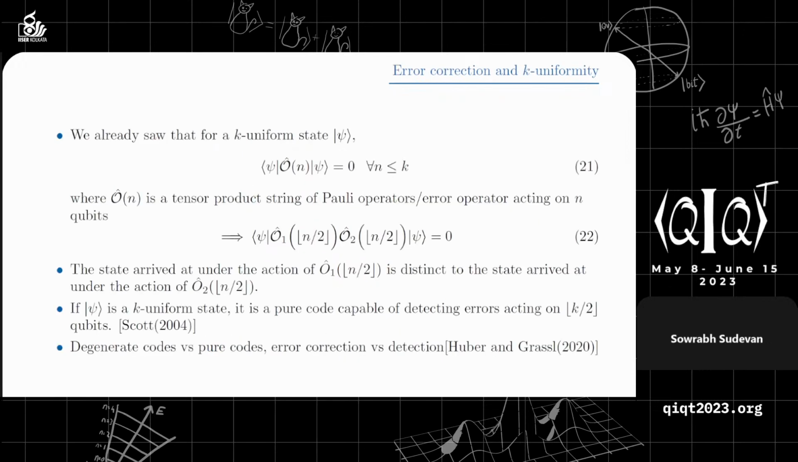So in quantum computing, there is this idea of something called degenerate codes versus non-degenerate codes. Now this is not a distinction that's there in classical computing. In classical computing, there are only non-degenerate codes. Non-degenerate codes are the same as pure codes, just another name for it.